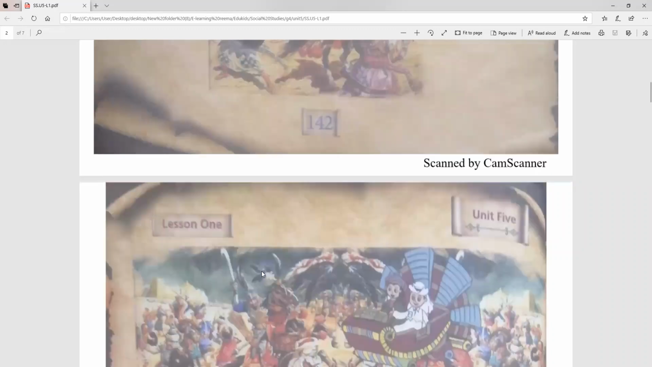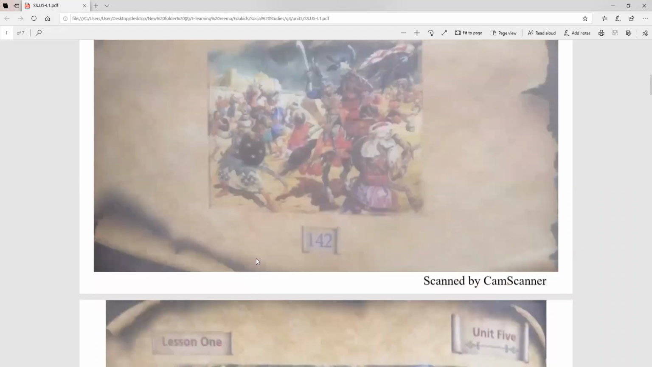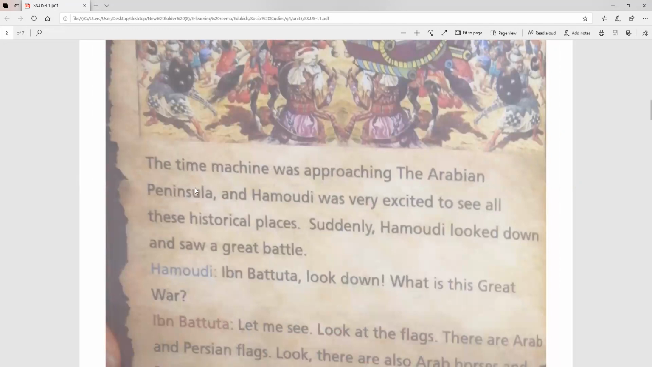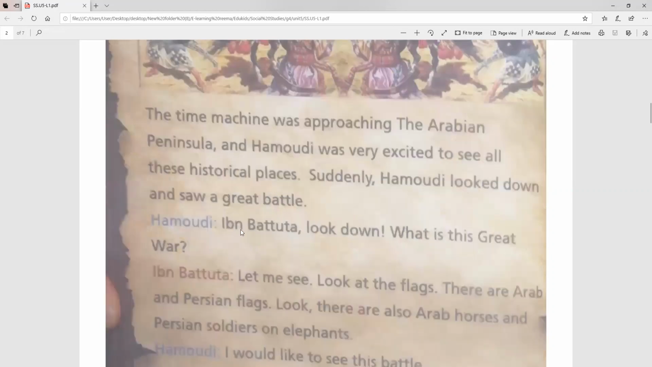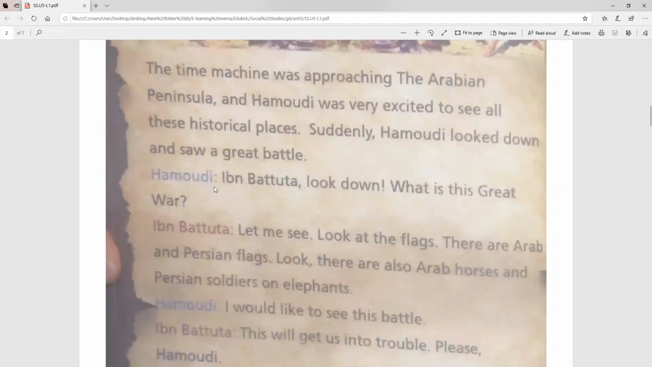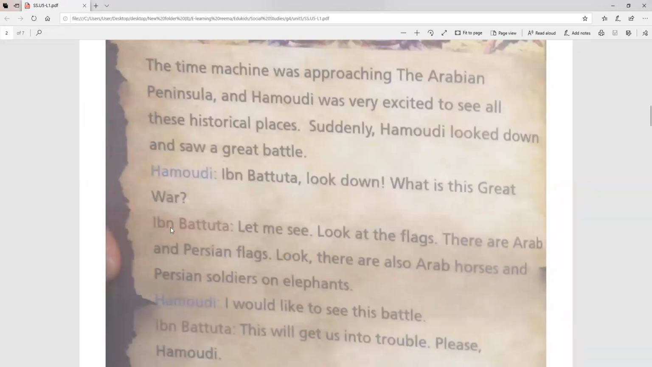Now, Hamoudi, using the time machine, will approach the Arabian Peninsula. And Hamoudi was very excited to see all these historical places. Suddenly, Hamoudi looked down and saw a great battle. Now, the conversation between Hamoudi and Ibn Battuta. Hamoudi will ask Ibn Battuta, look down, what is this great war?